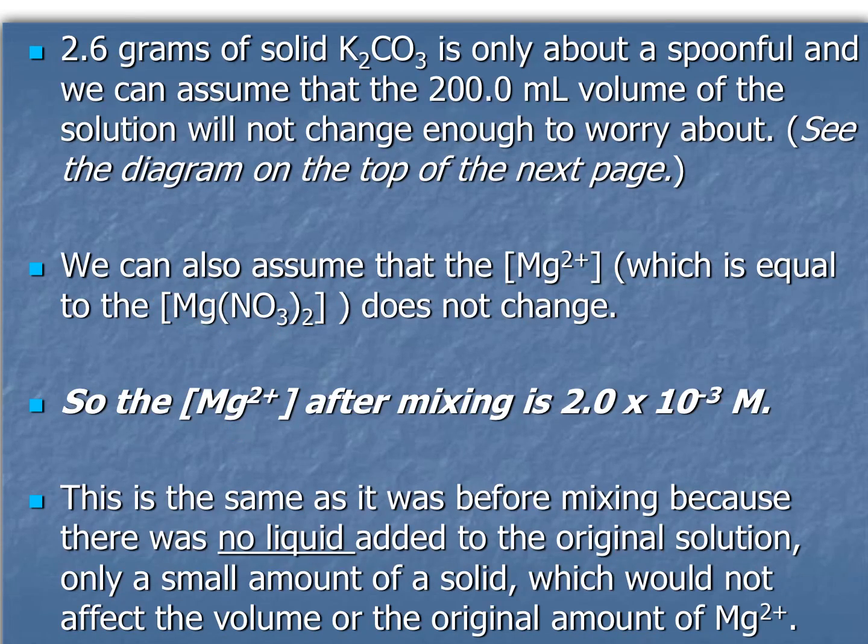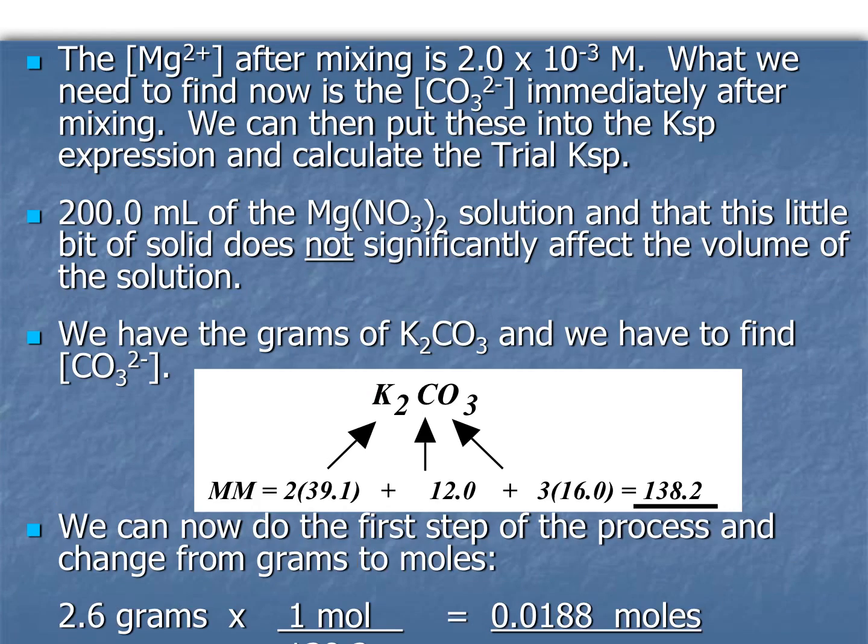So the magnesium concentration upon mixing is the original concentration, 2.0 times 10 to the negative third. This is the same as it was before mixing because there was no liquid added, so my molarity is not significantly changed. So the magnesium after mixing is 2.0 times 10 to the negative third. What we need to find is the carbonate immediately upon mixing, because that's what we're plugging into our trial Ksp.